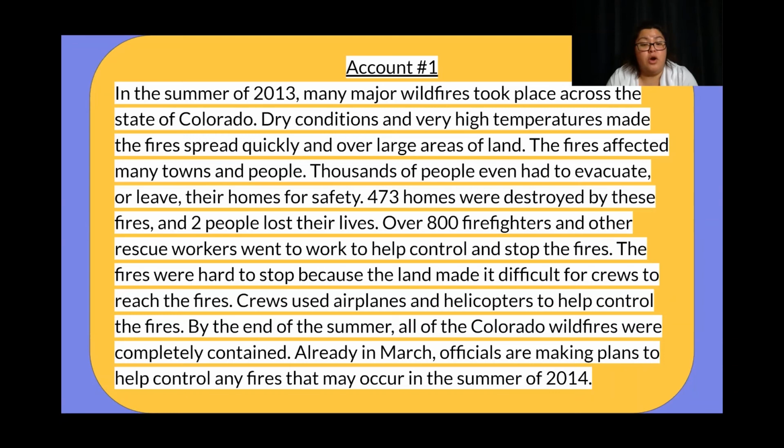The fires were hard to stop because the land made it difficult for crews to reach the fires. Crews used airplanes and helicopters to help control the fires. By the end of the summer, all of the Colorado wildfires were completely contained. Already in March, officials are making plans to help control any fires that may occur in the summer of 2014.